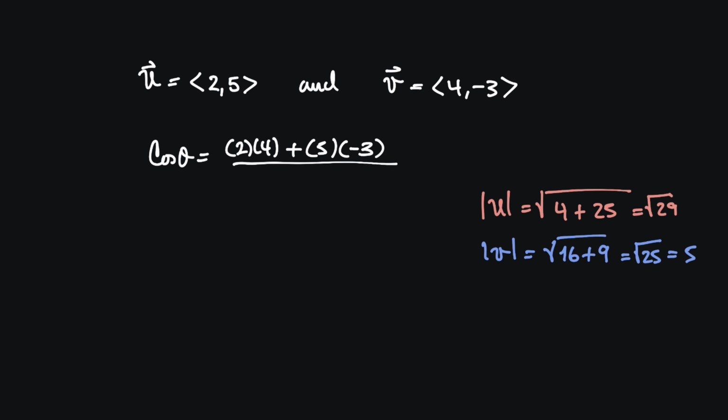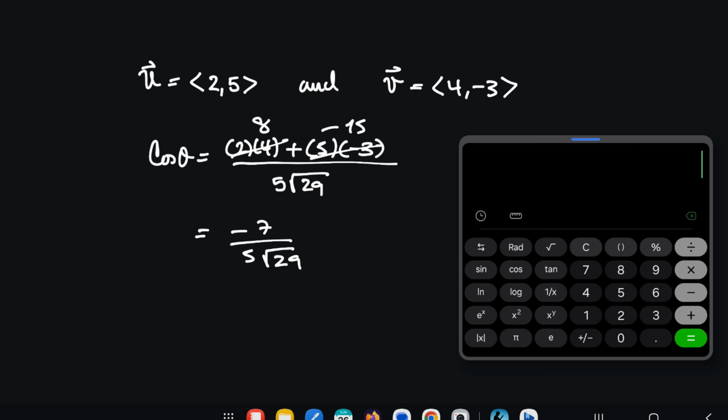Okay, so we have our magnitude. So we multiply 5 times square root of 29. 2 times 4 is 8. 5 times negative 3 is negative 15. 8 minus 15 is negative 7 over 5 times the square root of 29. All right, so let's do this operation in the calculator. So it will be negative 7 divided by 5 times square root of 29.